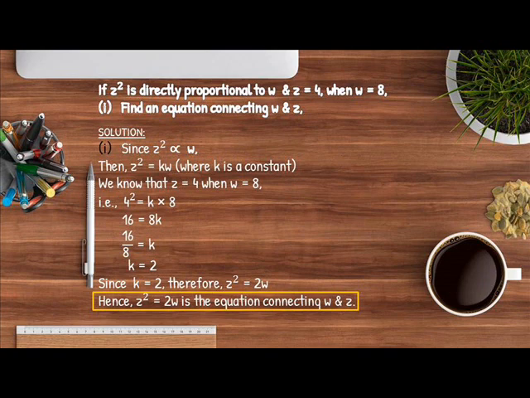4 to the power 2 means we will multiply 4 two times, that is equal to 16. So we have 16 equals 8k. In order to find the value of k, we will transpose 8 that is being multiplied to k to the left hand side where it will be divided. So we have 16 over 8, that equals 2. So the value of k is 2. Therefore our equation z square equals kw becomes z square equals 2w, and hence z square equals 2w is the equation connecting w and z.